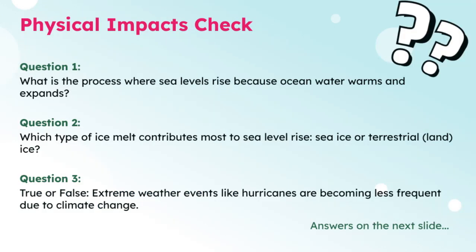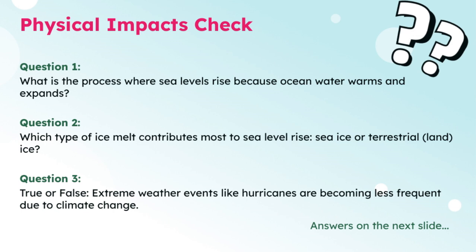Let's check your understanding. Question 1. What is the process where sea levels rise because ocean water warms and expands? Question 2. Which type of ice melt contributes most to sea level rise? Sea ice or terrestrial, land-based ice? Question 3. True or false?